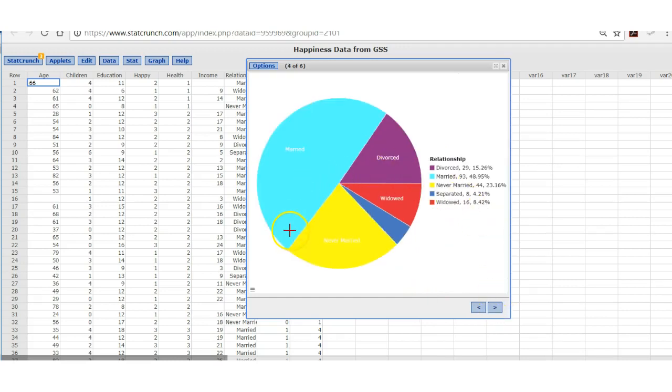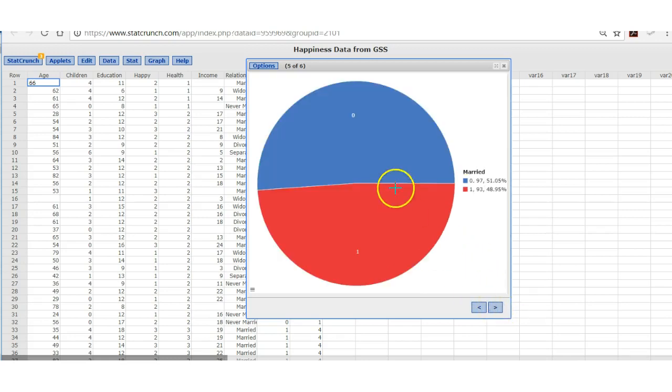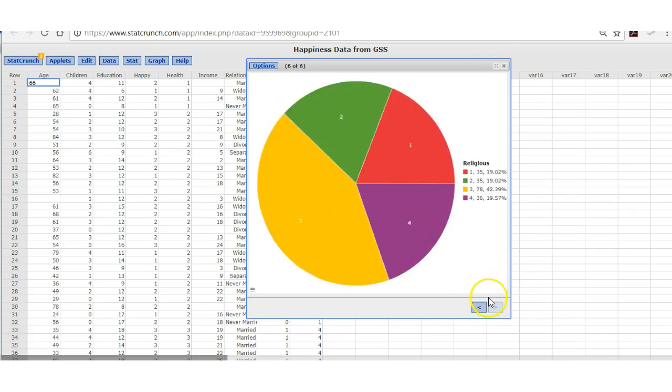Here's the one for relationship. We can easily see that the marrieds are pretty close to being half of this data set. Here's the not married and the married, and here's the religious variable.